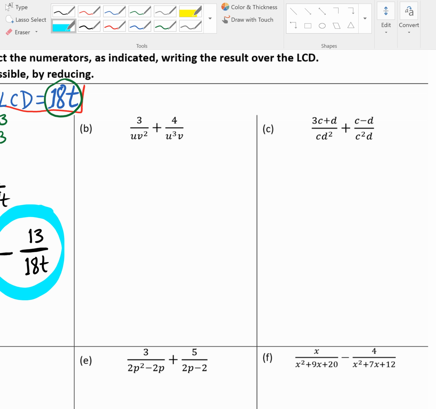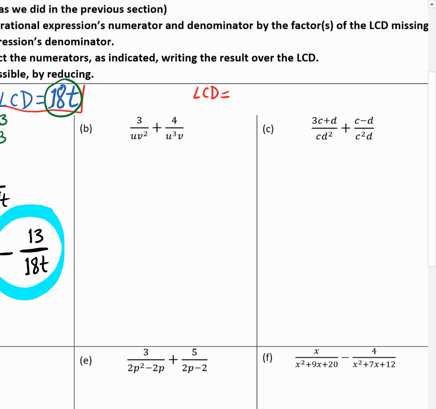Least common denominator. And this is another one where there's nothing I can really do to factor those denominators, because they each only have one term. uv squared, that's only one item. u cubed v, that's only one item. So I'm just going to look at what kind of factors do I see. Well, between the denominators I see some u's and I see some v's. That's really all there are. There are no numbers or coefficients.